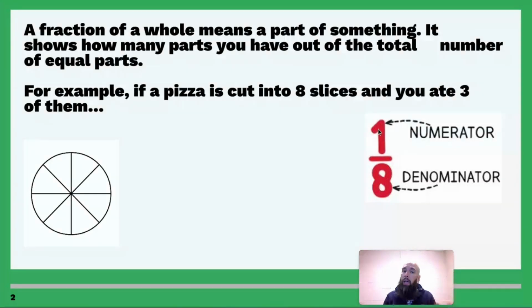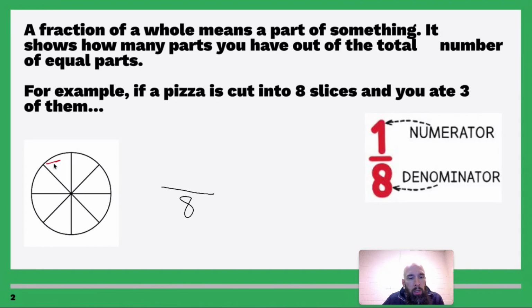Now in this case, we have something different. If a pizza is cut into 8 slices, so just pretend that this is a pizza cut into 8 slices and you ate 3 of them, I want to turn that into a fraction. So this is what we're going to do. We have 1, 2, 3, 4, 5, 6, 7, 8 slices of pizza. Our denominator is going to be 8. So I'm going to draw a fraction bar that's supposed to be a straight line, and then 8 is going to be on the bottom.